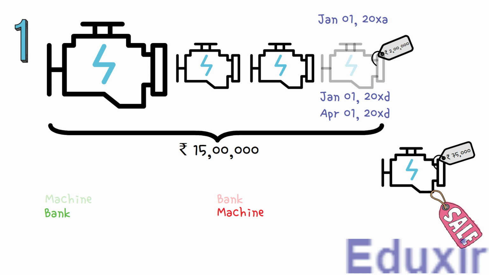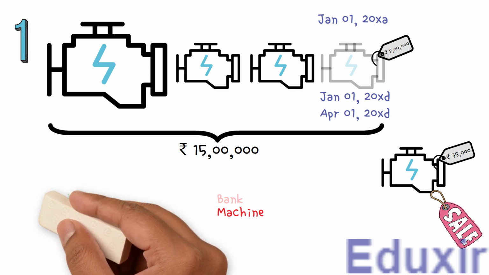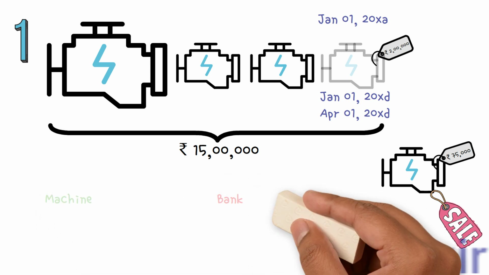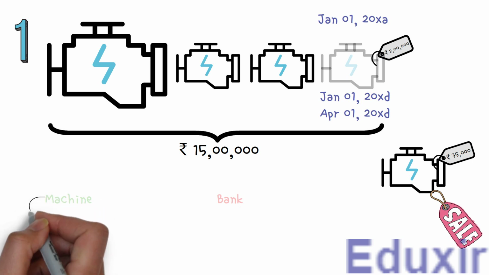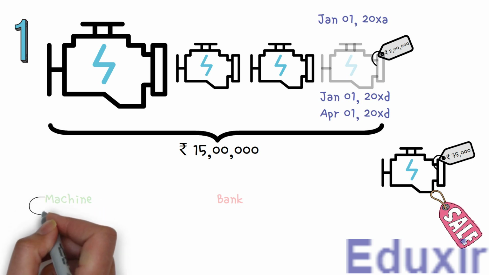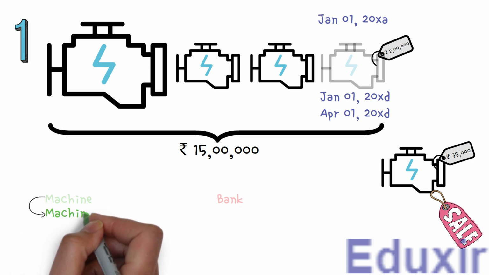But in our case, we are selling this machine before the end of its useful life. I mean, before it becomes scrap. So this accounting treatment is not applicable in this case. So what should we do now? In this case, we are selling the machine before the end of its useful life. So we should first transfer the machine from the machine account to a special account, namely machine disposal account.